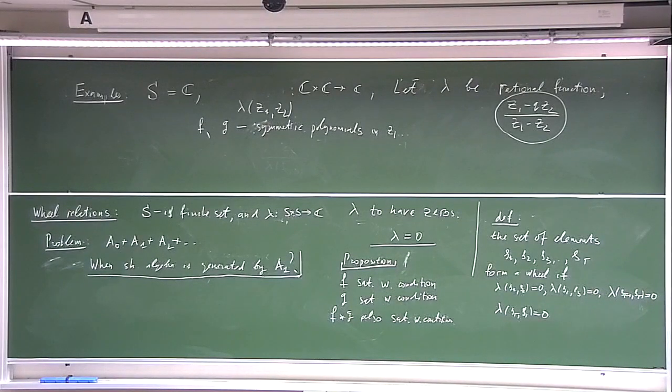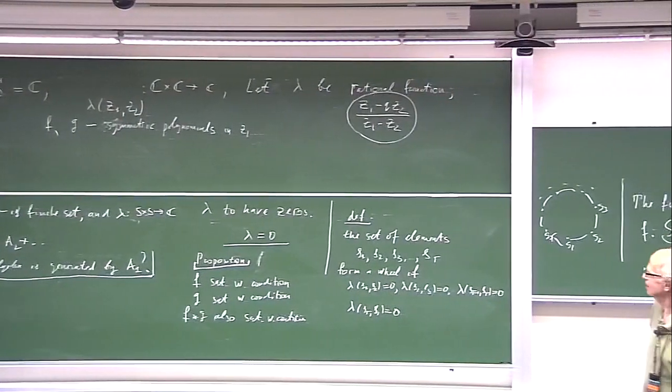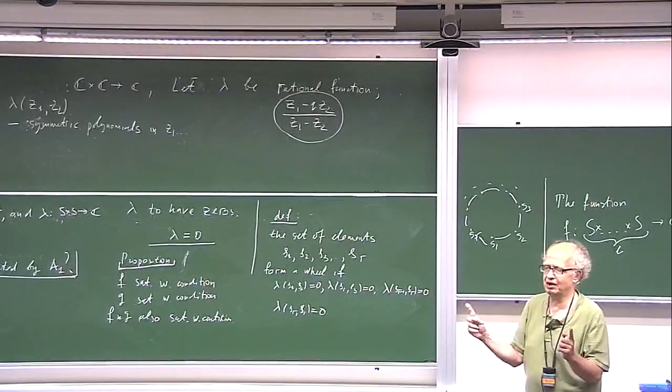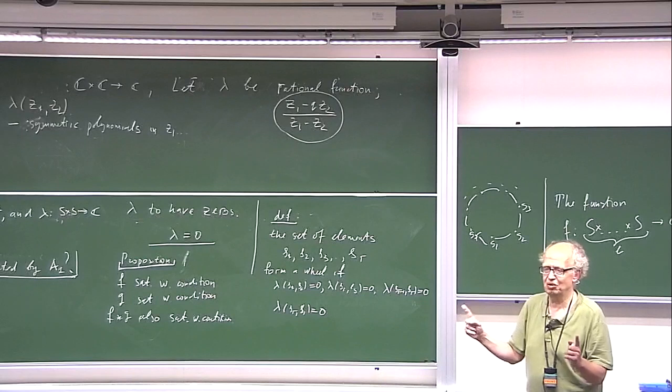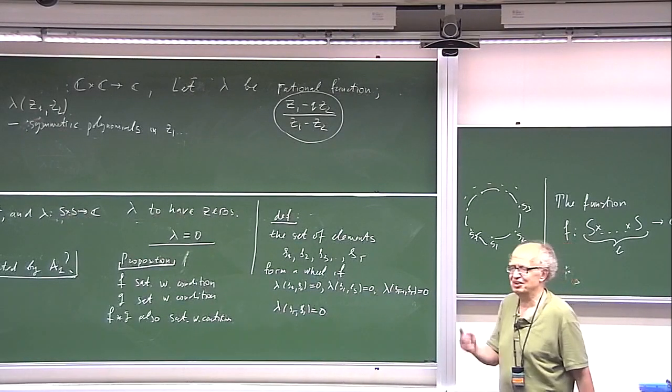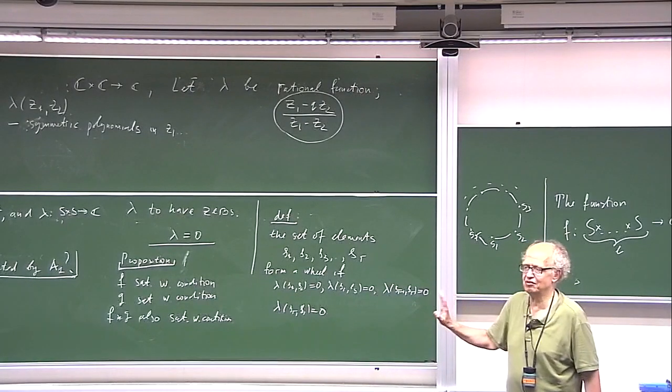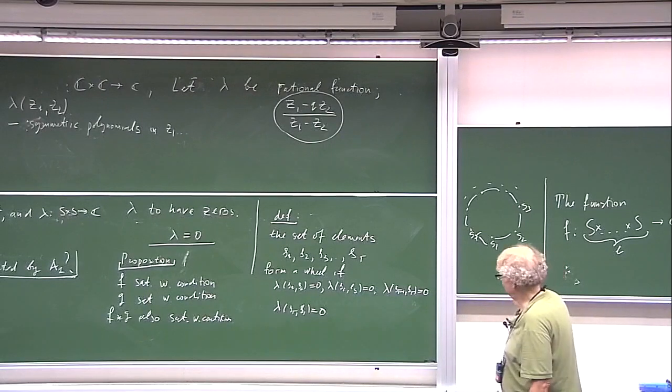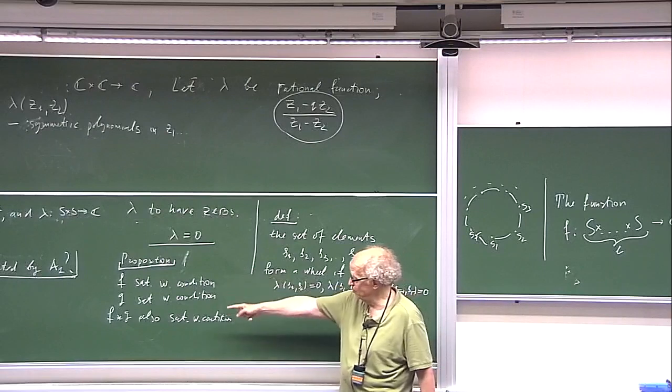I take a function and just check. I take any set of S which satisfies the wheel condition, and the function has to be zero if a part of this set satisfies this wheel condition. So for any wheel, such a function has to be zero. This is the definition. And now the proposition is this.